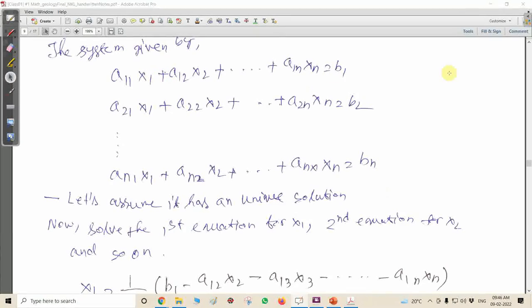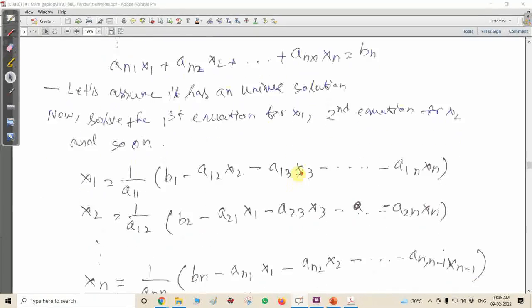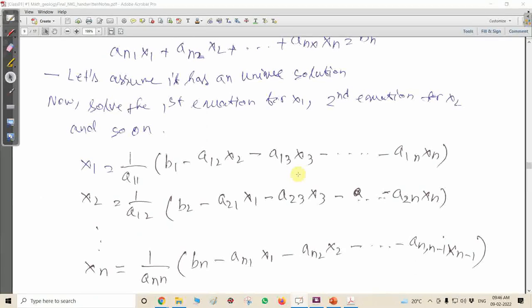The rest of the terms will go to the other side and the sign will change. So a plus on the left hand side becomes a minus on the right hand side, and it is divided by a11. Similarly, for the second equation I will find x2, for the third equation I will find x3, and so on. Write this down. Just let me know whenever you complete this writing.